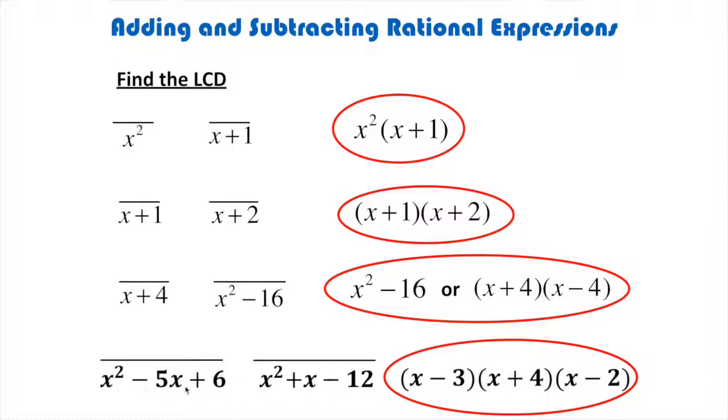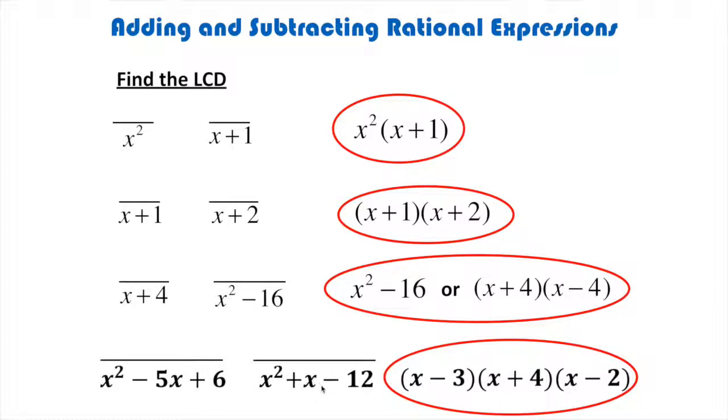So in other words, on this one here, in order to get the same denominator on both, I would have to multiply top and bottom here by x plus 4, because that's the one that's missing. I already have the x minus 3 and the x minus 2. I'm just missing the x plus 4.